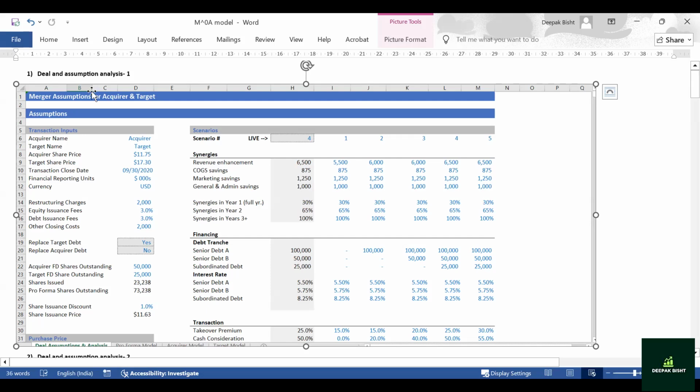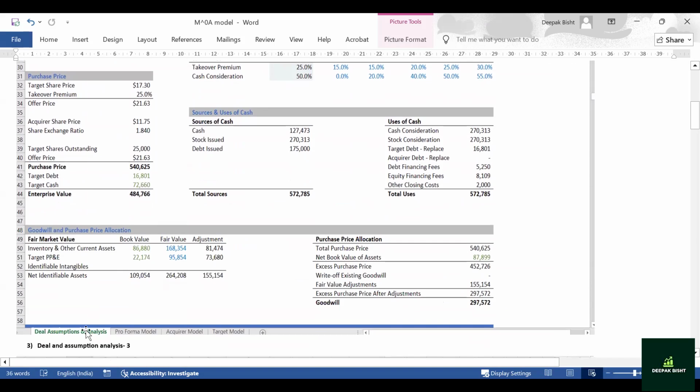This model actually has four tabs. First, deal assumptions and analysis, where we state our assumptions. Then, on the basis of these assumptions, I am going to make a pro forma model, which means how the model will look after the merger and acquisition. This will be the acquirer company's data, and this will be the target company's model, based on their historical numbers or market numbers. What should be the acquirer company's valuation, and what should be the target company's valuation? On the basis of these, I will make deal assumptions and analysis, and then I will create a pro forma data where both entities are considered as one.